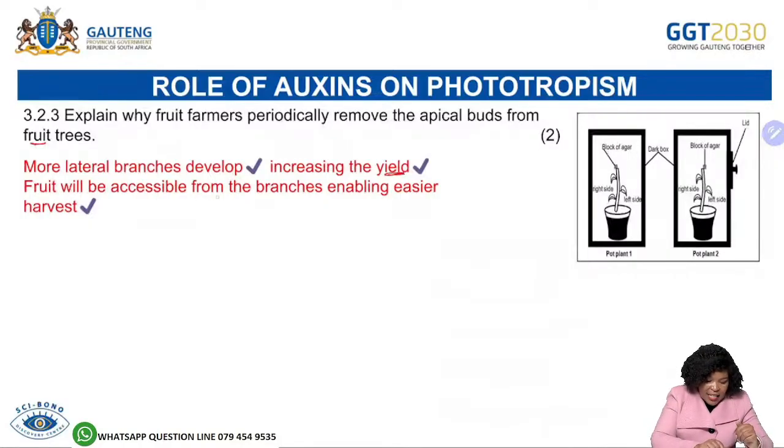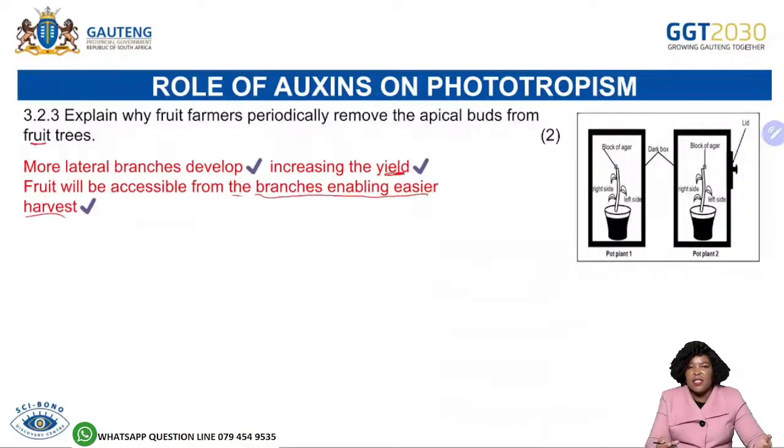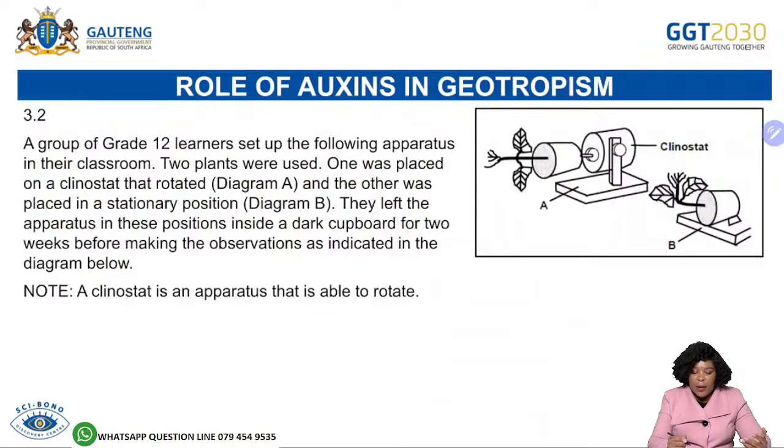The fruit will be accessible from the branches, enabling easier harvest. Remember, the trees are now shorter. They are not growing up and up uncontrollably because the auxins are cut. The lateral branches make it easy to reach for the people who will be harvesting. So that is the reason there. You see, it was asked in a different way. Please continue with your worksheet and continue to answer questions on this topic.